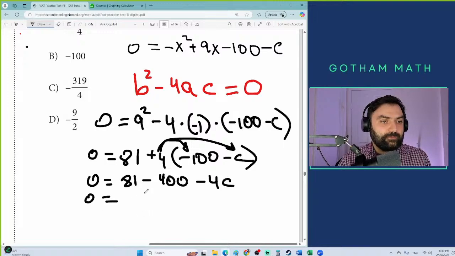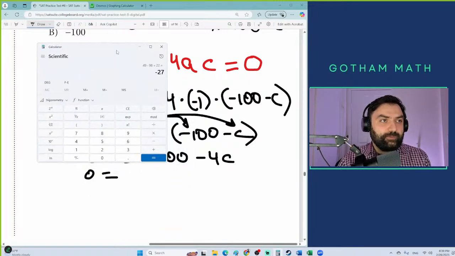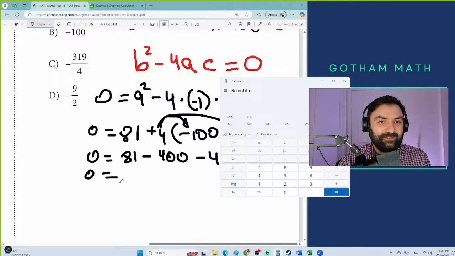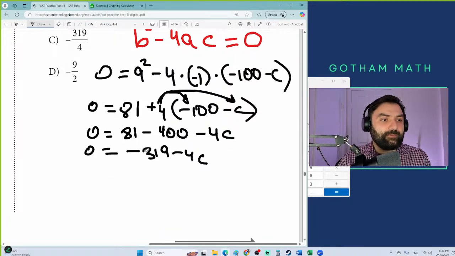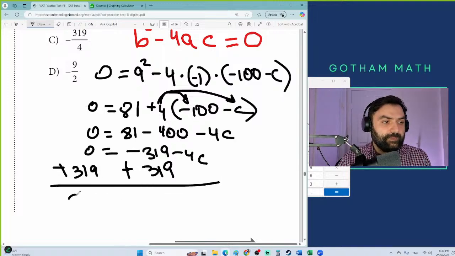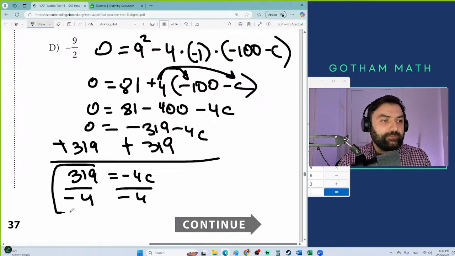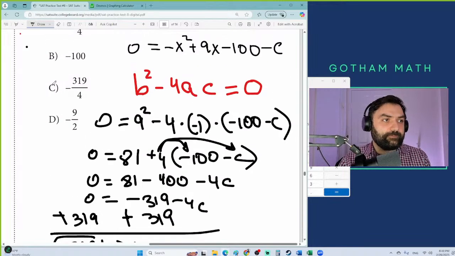Then I'm going to combine like terms here. 81 minus 400 is going to be -319. Just in case. Yeah, -319 minus 4c. Now -319 is going to be transferred to the right side by adding it. And 319 equals -4c, which we're going to divide by -4 on both sides. And that would be the answer. -319 over 4. The answer is c.